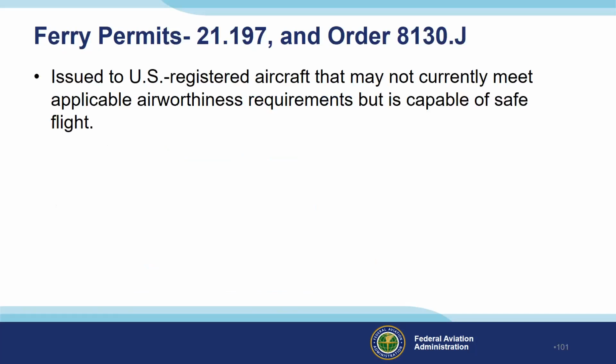So ferry permits are covered under 21.197, and you might be asked to make this condition inspection for a ferry permit. They're issued to US registered aircraft that may not currently meet applicable airworthiness requirements, but they are capable of safe flight.